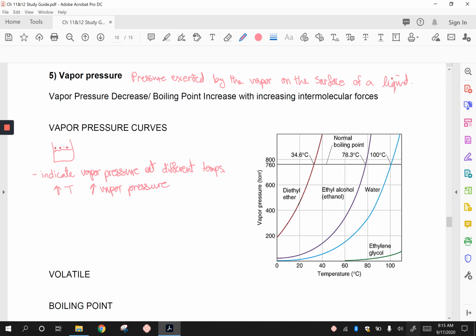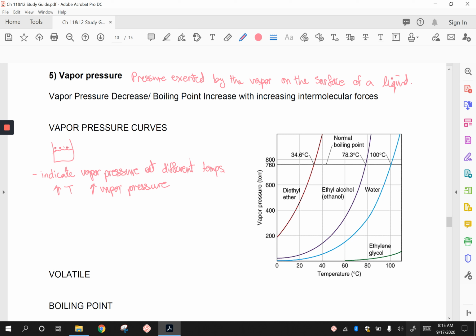Now, why is that? Well, if you have a higher temperature, that means the average kinetic energy of your liquid particles is higher, right? The particles are moving faster. And if they're moving faster, then more of them can get to the surface and escape and become a gas. And so you have more gas particles at the surface and therefore more collisions or more pressure. So the faster the particles are moving, the more will become vapor and collide and cause pressure. So that's why you see the higher the temperature, the higher the vapor pressure.